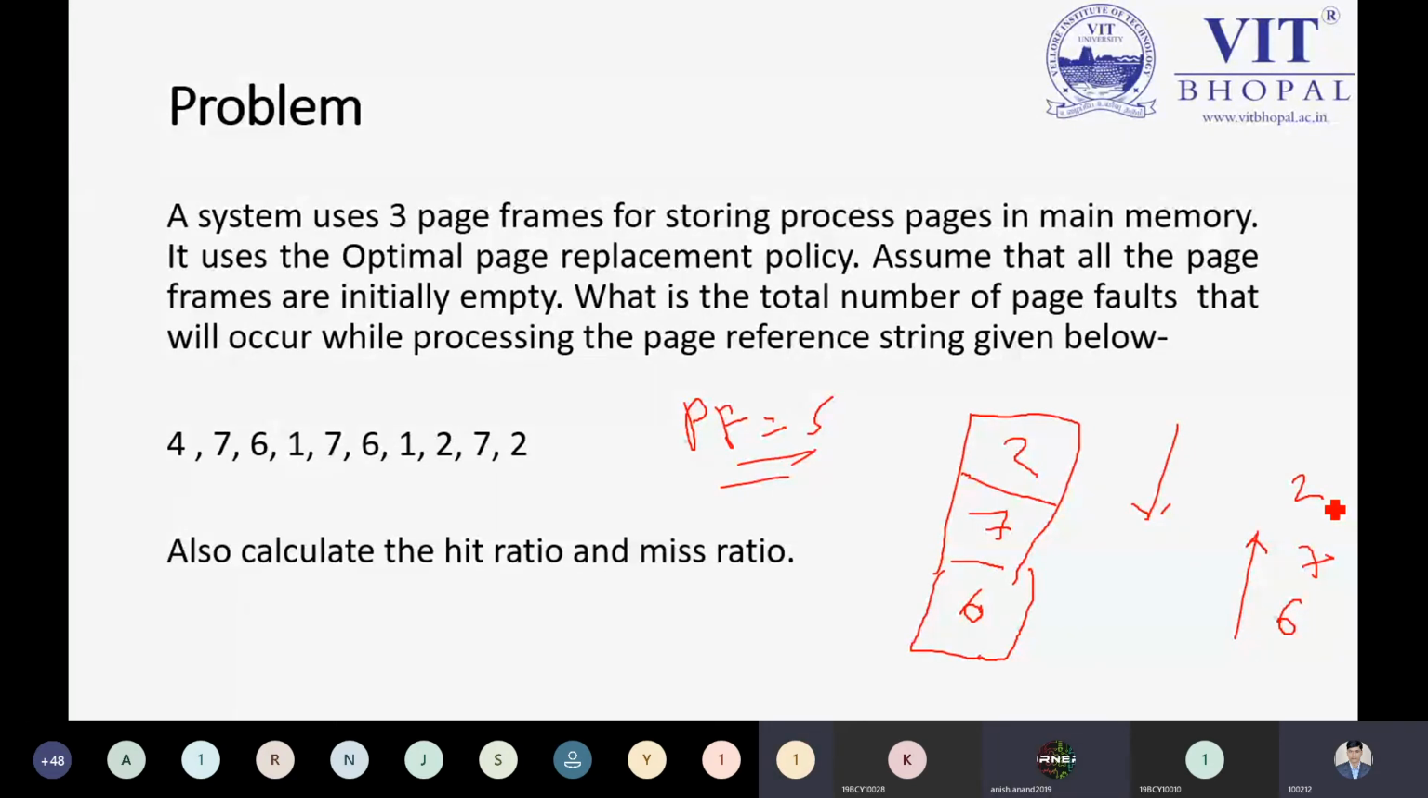This is a good point. But sir, the hit ratio and miss ratio will be the same. Yes, it will be the same, because if your algorithm is saying the same thing, we can't change the hit ratio or miss ratio, but the number of pieces may vary. This could be the point.